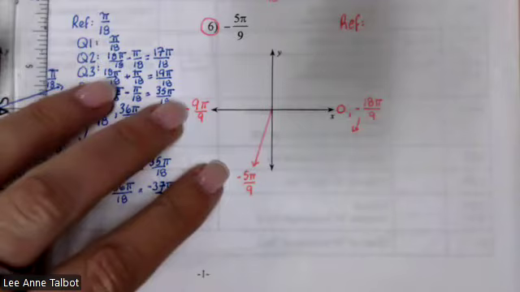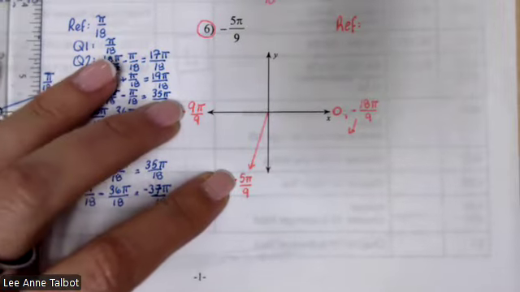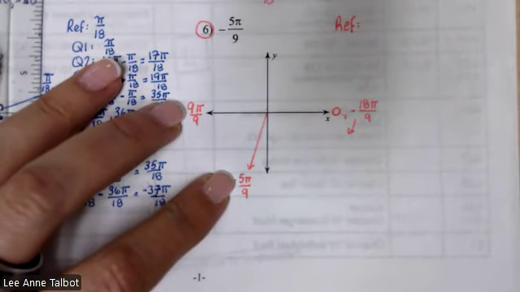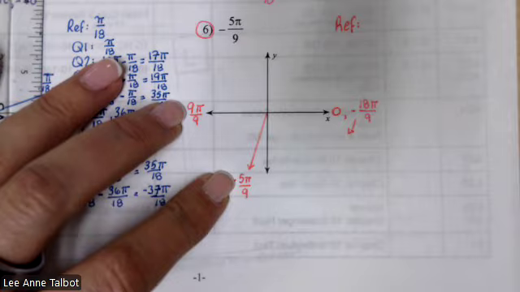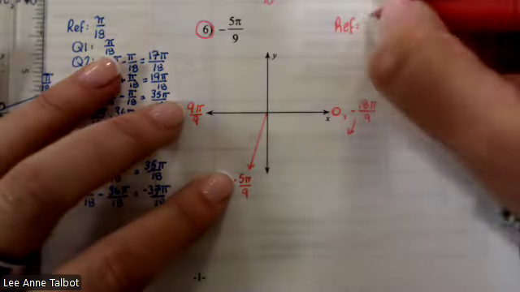Okay, now I'm going to ignore the negatives and say, what's the difference between those two? You guys all see it? 4 pi over 9. Do you see that it's 4? You do? Okay.